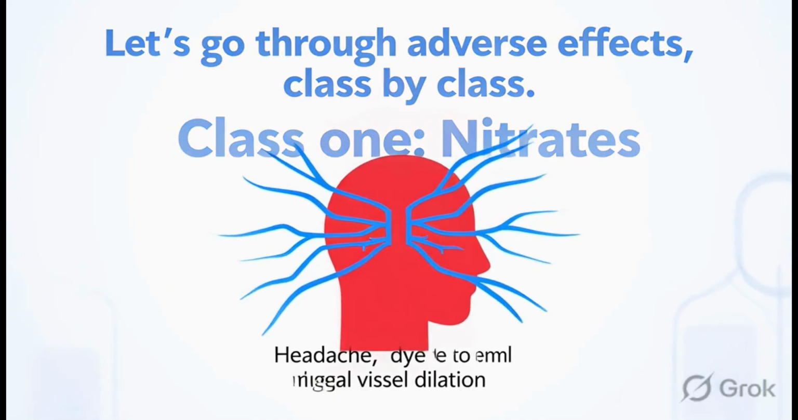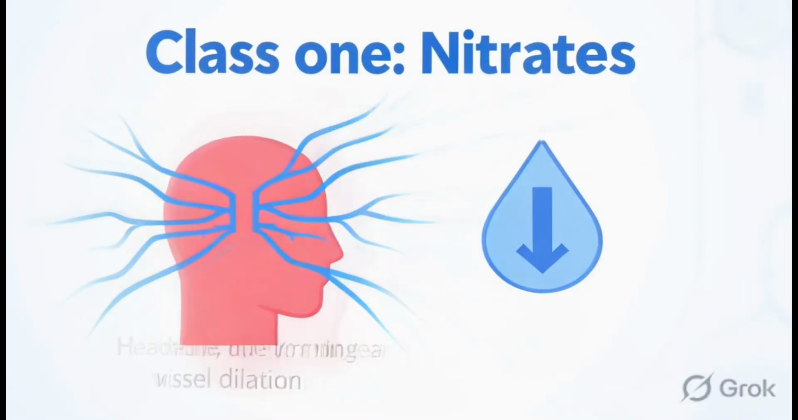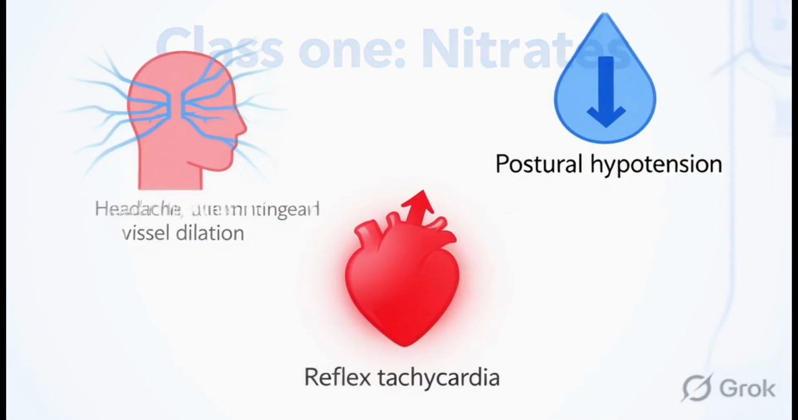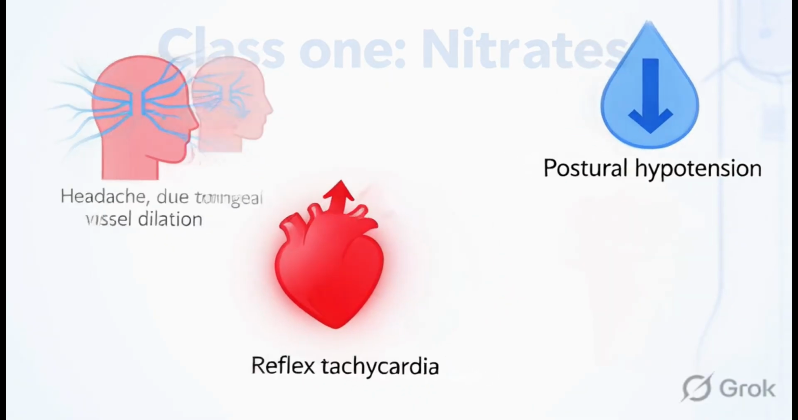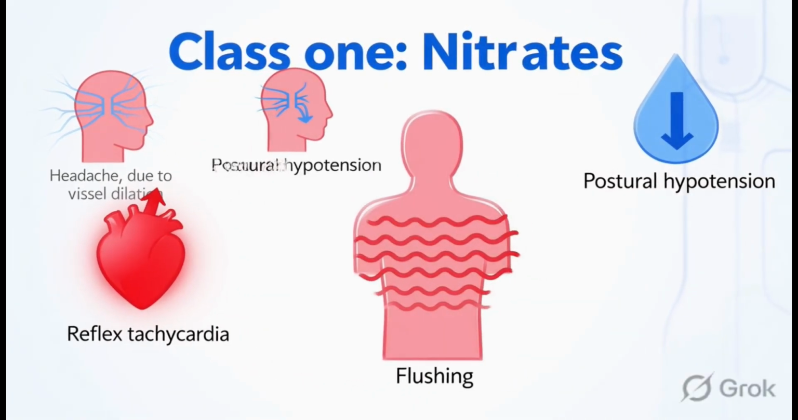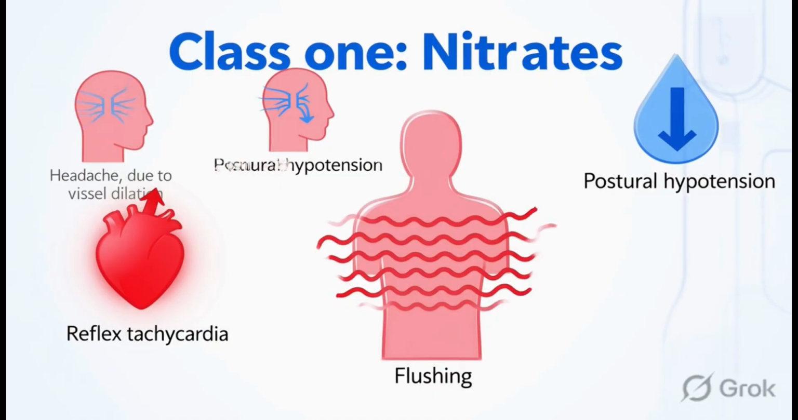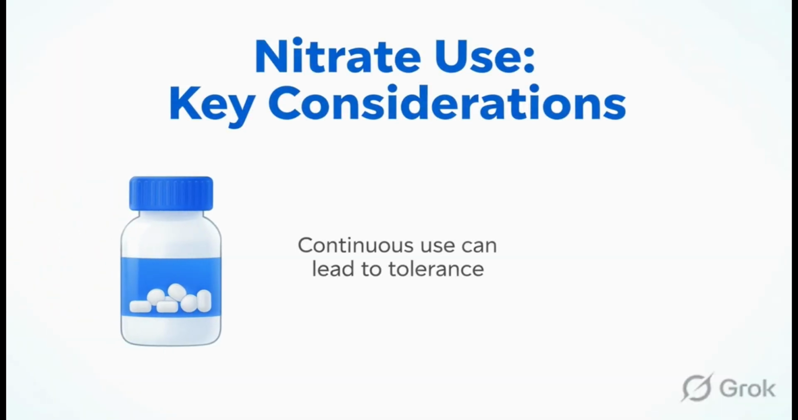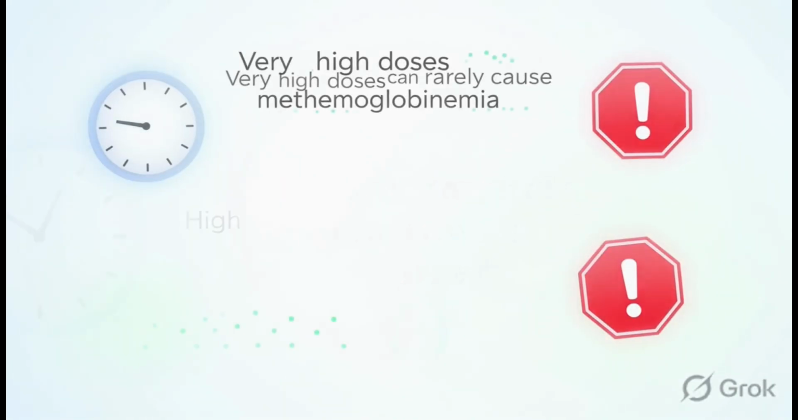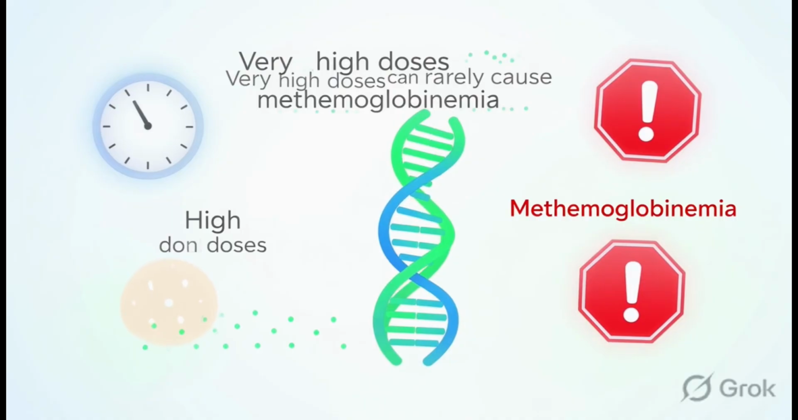Class 1, nitrates, commonly cause headache due to meningeal vessel dilation, along with postural hypotension, reflex tachycardia, and flushing. Continuous use can lead to tolerance, so a nitrate-free interval is needed. Very high doses can rarely cause methemoglobinemia.